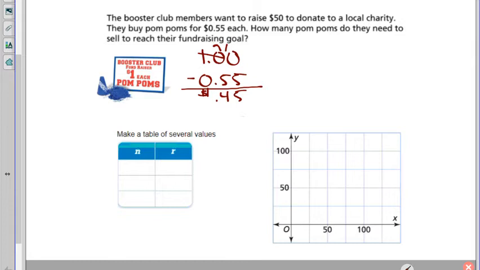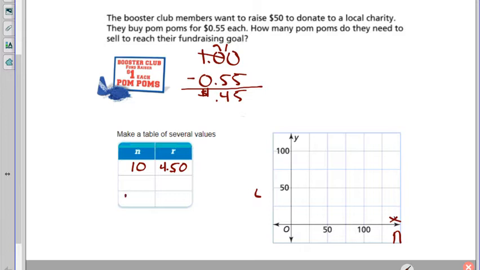Now the number of pom-poms is my independent variable. So that's n, not x. And then over here we have r, which is the amount of money raised. If I sold 10 pom-poms, I picked an easy number, 10, because I can multiply by 10 super easily. 10 times 45 cents is $4.50. I just moved my decimal over one place.